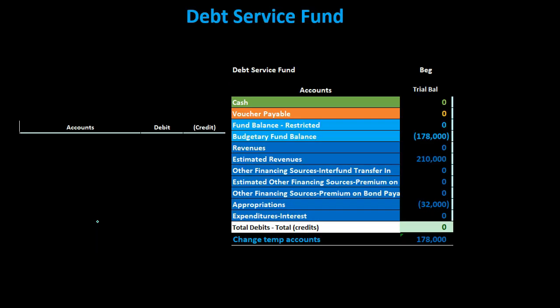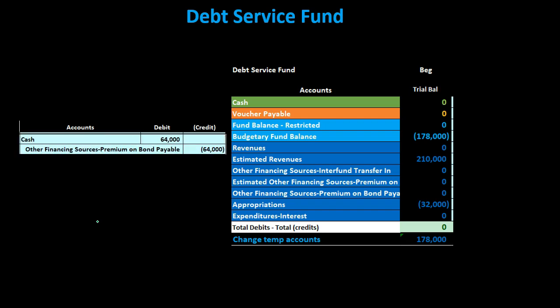What's going to happen to the debt service fund? Well, in the debt service fund, we're going to put on the books the amount related to the interest, the cash for the premium. The cash related to the premium we got is going to go into the debt service fund. Why? Because it's going to be used to service the payment of the debt, which is basically the interest on it. So we're going to debit the cash in the debt service fund, and the other side is going to go to other financing sources, proceeds on the bonds.